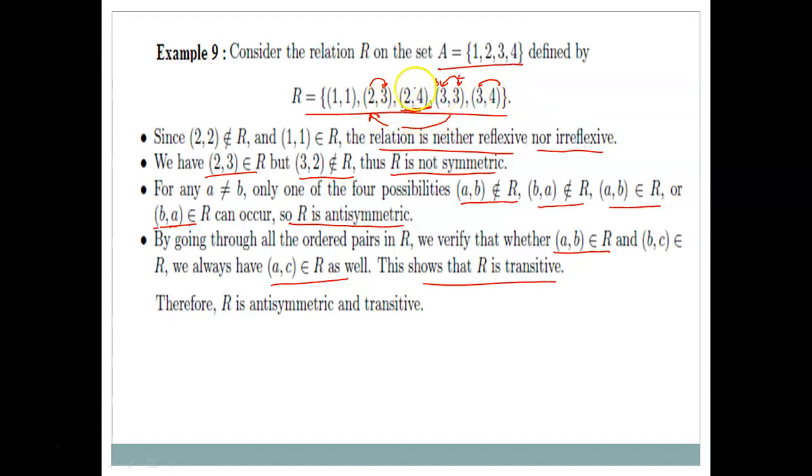So whenever this type of situation is happening, (a, b) belongs to R and (b, c) belongs to R, we are always having (a, c) belongs to R. This shows that this relation R defined here is transitive. Therefore R is antisymmetric and transitive. It is satisfying these two properties.